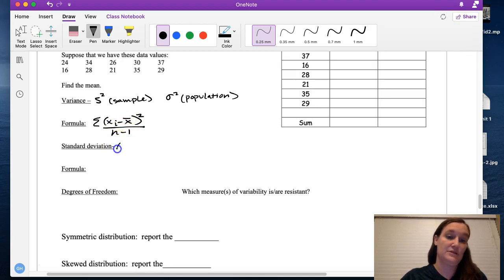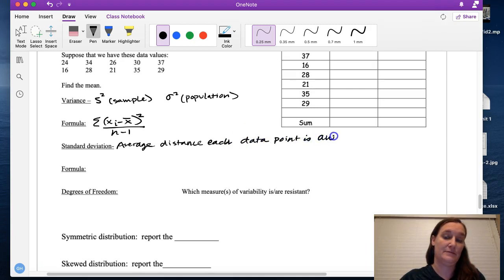The standard deviation, the definition of this is the average. The standard deviation is the average distance each data point is away from the mean. Okay, so obviously the variance is the square of that, so it's not the average distance because the distance formula has a square root in it. It's the square of the distance? I don't know. So that's what, anyway.